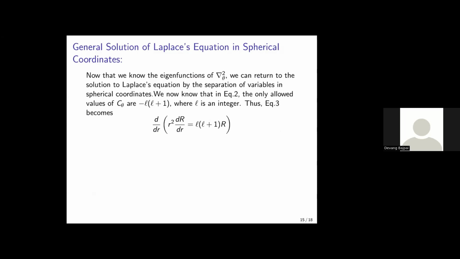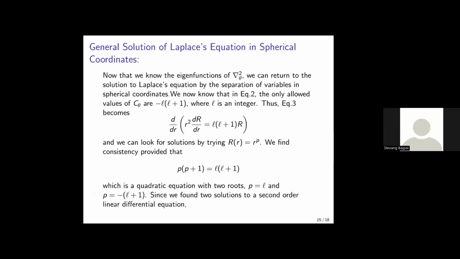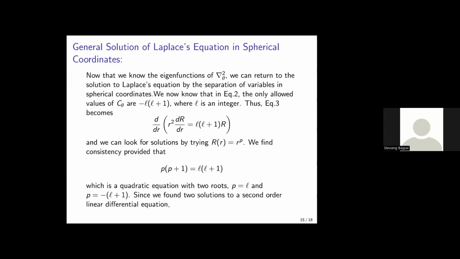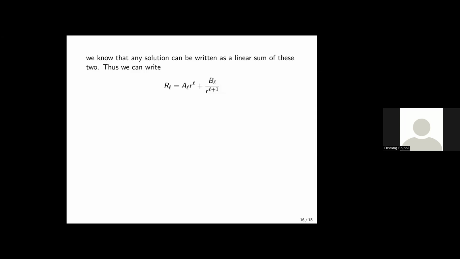We can easily try a solution of this form. And when we plug this solution into this equation, we will get the following equation, which is nothing but a quadratic equation with two roots, p is equal to L and p is equal to minus L plus 1. And we have found two solutions for a second order linear differential equation. Now we know that any solution can be written as a linear sum of these. Thus, we can write it in the following way.